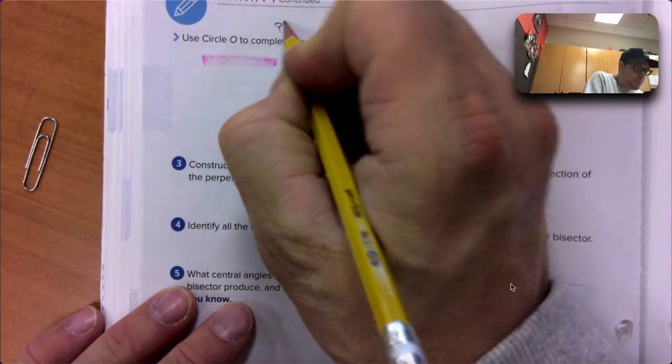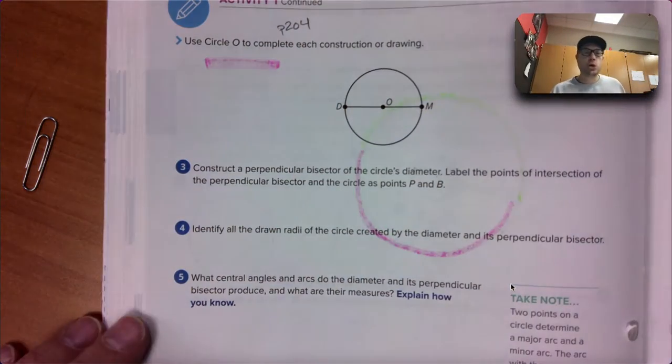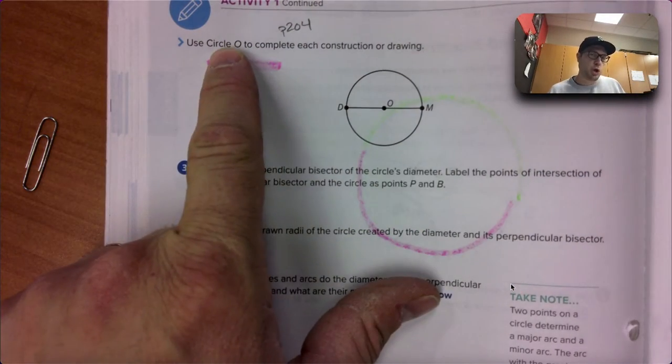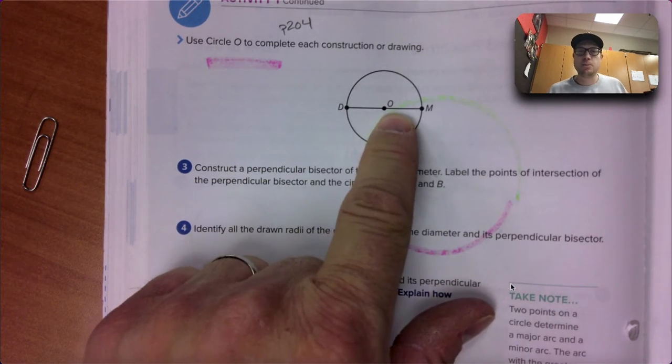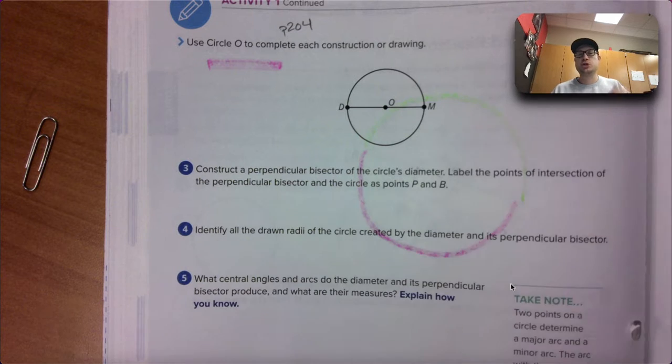All right, use circle O, there it is. Notice that it's circle O because O is the middle. We define a circle by its center point. We're going to complete each construction or drawing based upon that.